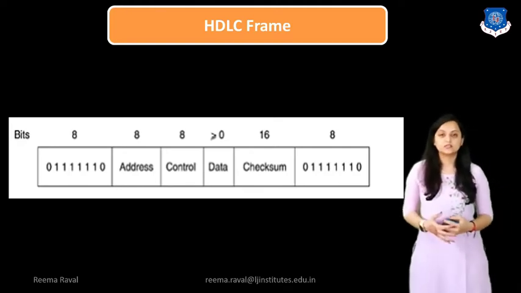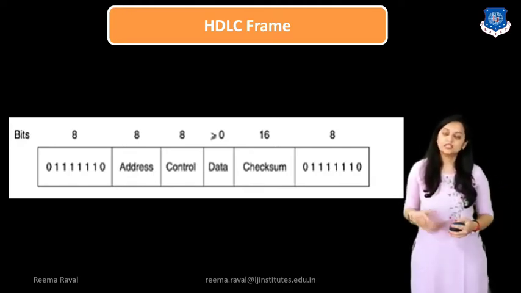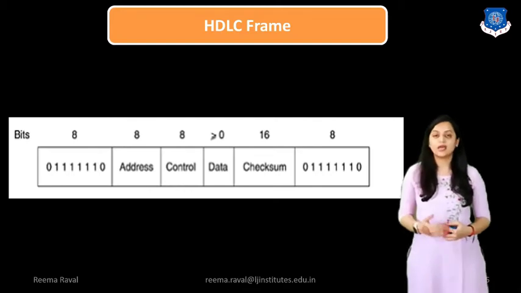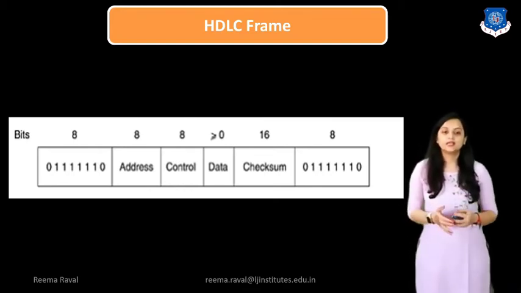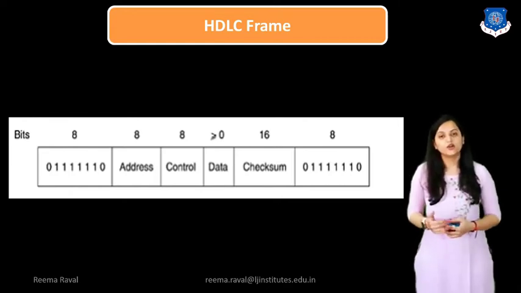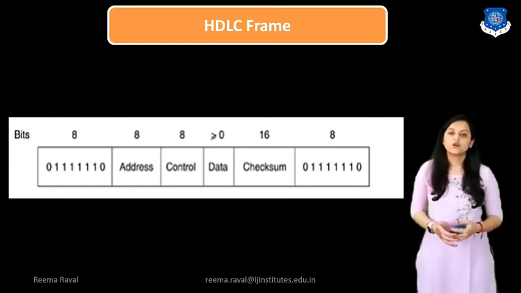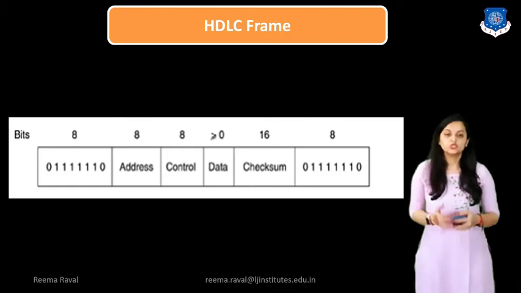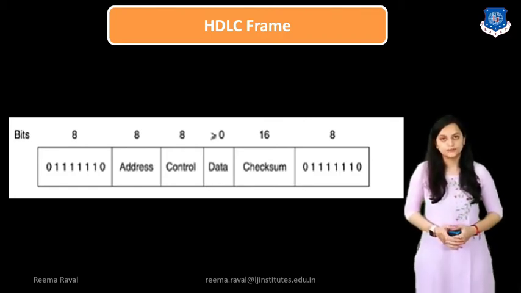Next is the checksum field. We have seen in the previous sessions the error correction and error detection methods. In error detection, we have seen the checksum method. So, the checksum is used for error detection purposes, and it is of 16 bits. So, this is the HDLC frame structure.